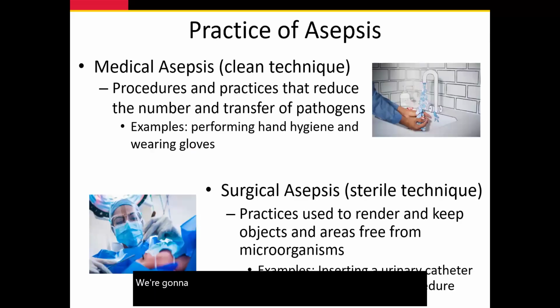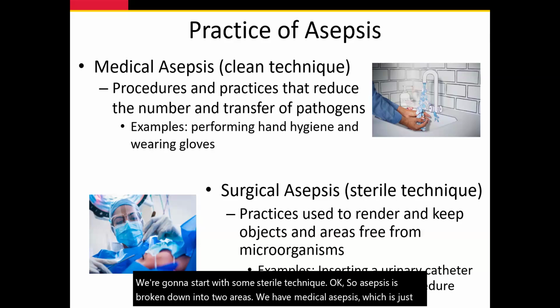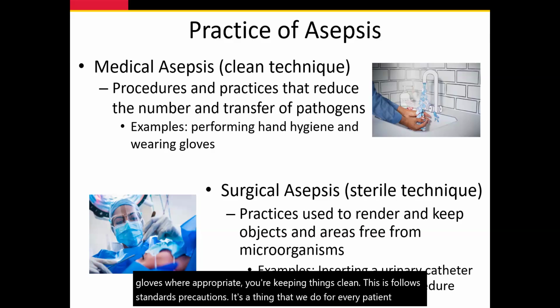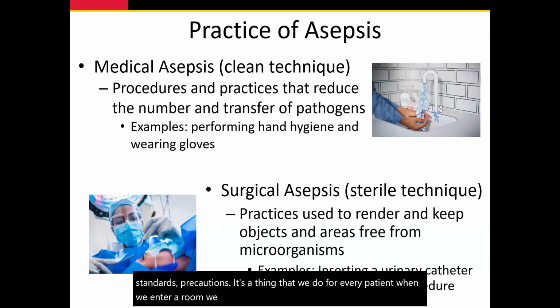We're going to start with some sterile technique. Okay, so asepsis is broken down into two areas. We have medical asepsis, which is just making sure that you're doing good hand hygiene, wearing gloves where appropriate, and keeping things clean. It follows standard precautions. It's the thing that we do for every patient when we enter a room. We recognize anything in the patient's room, when we touch it, we have to think about hand sanitizing because there could be pathogens on that. So you're going to see when I demonstrate doing sterile gloving and sterile draping, I'm going to wipe down my surface before I start.